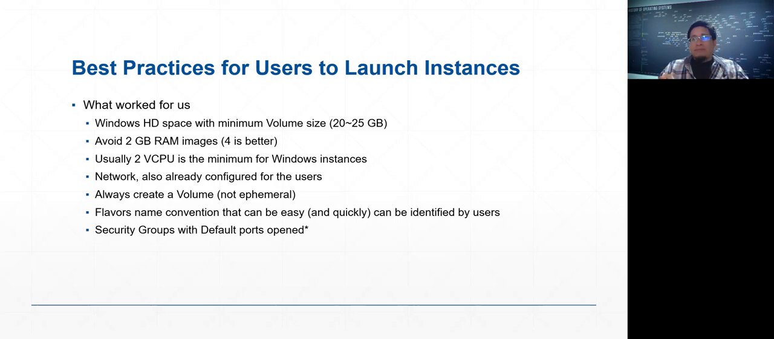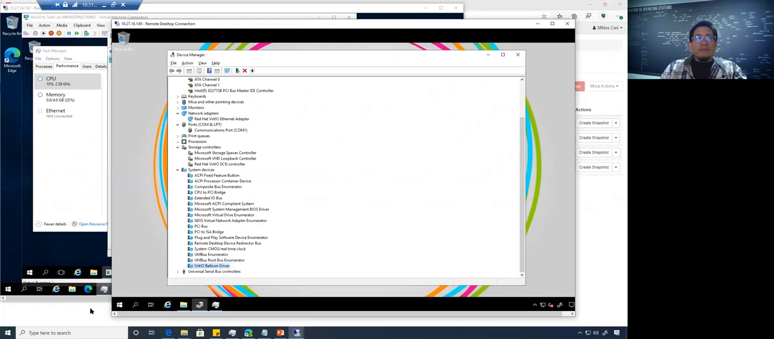Always create a volume, not ephemeral. It's the default. In Sunbeam it is the default, that's a good thing. Flavor name conventions can be easy, so users can identify and say, 2 gigabytes or 4 gigabytes of RAM with 2 virtual CPUs, whatever. And the security group with default ports open. Let's take a quick look at what we are talking about here.